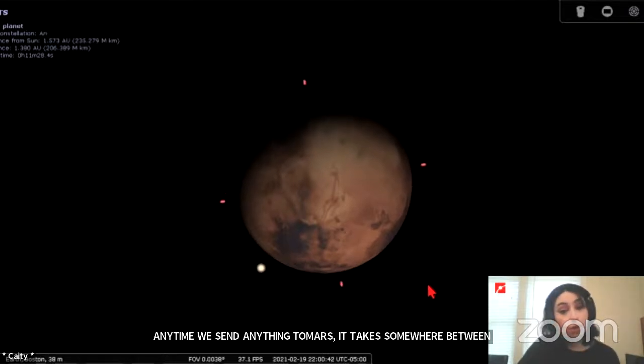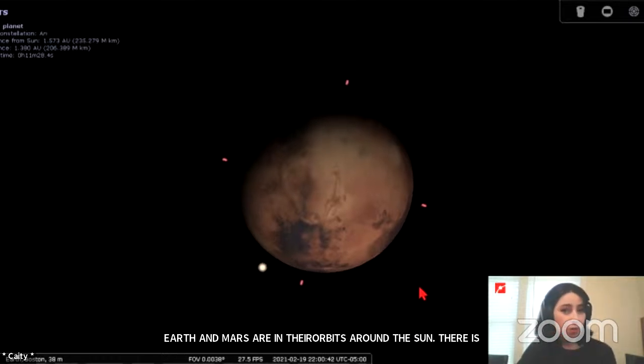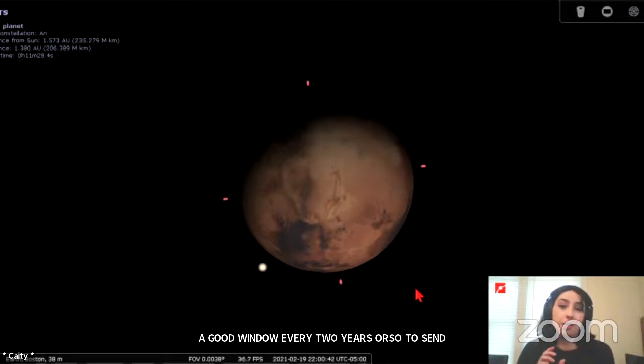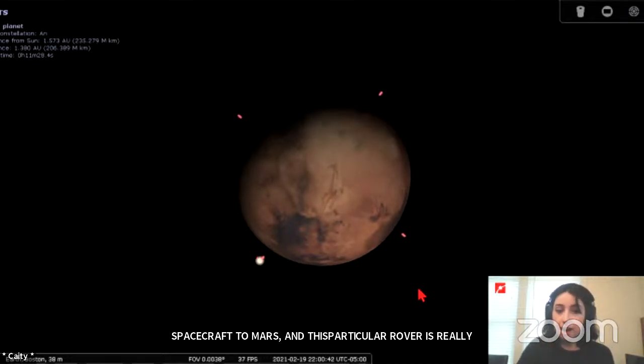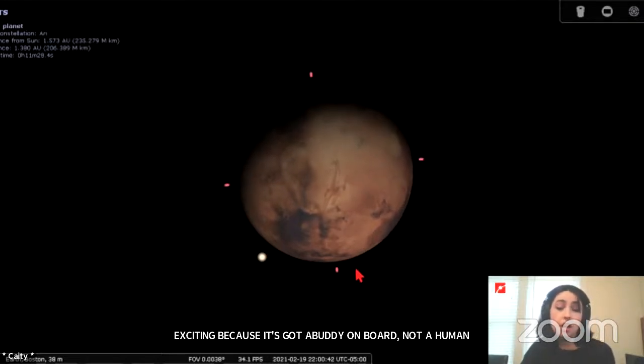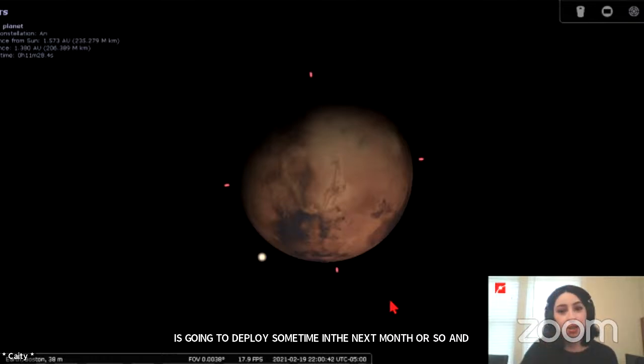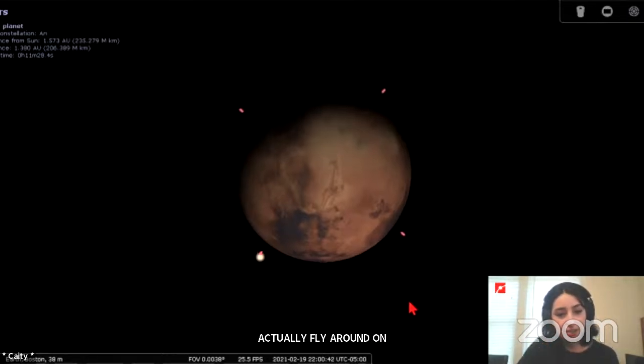And this particular rover is really exciting because it's got a buddy on board, not a human one, but a drone actually, or like a little helicopter called Ingenuity that is going to deploy sometime in the next month or so and actually fly around on the surface of Mars and look at different areas. This is the first time that anyone has ever flown a very small helicopter on Mars.